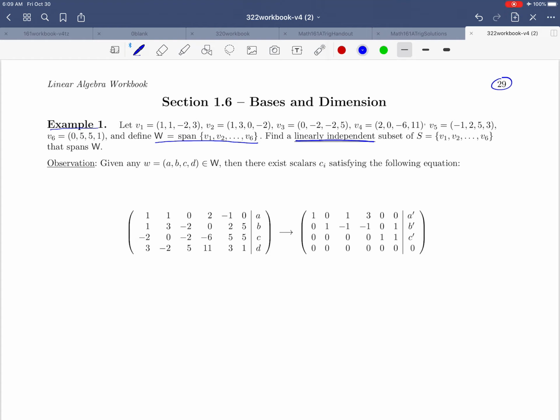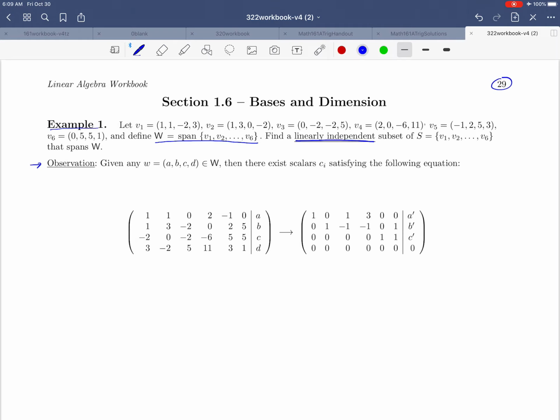Okay, so kind of the thinking here, or the implication in this statement, is that maybe we don't need all 6 of these vectors to span W. Maybe we can throw some of them away. The implication here is that they're not linearly independent, which means that there are some dependencies among these 6 vectors. Okay, so that's kind of where we're going here. All right, so let's start with an observation.